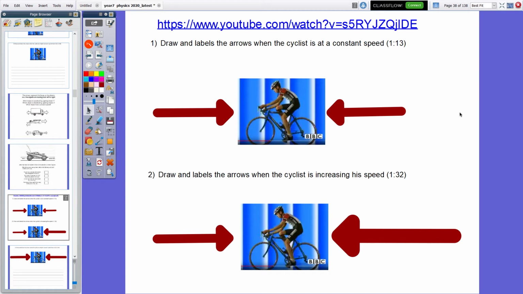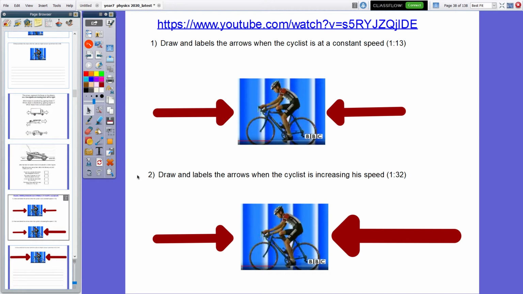Then they balance each other out, they cancel each other out, and that clearly doesn't mean that the cyclist is stationary. It means the cyclist is not changing his speed. He's not getting any faster or any slower.